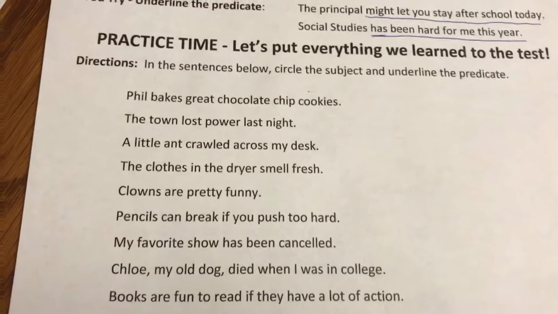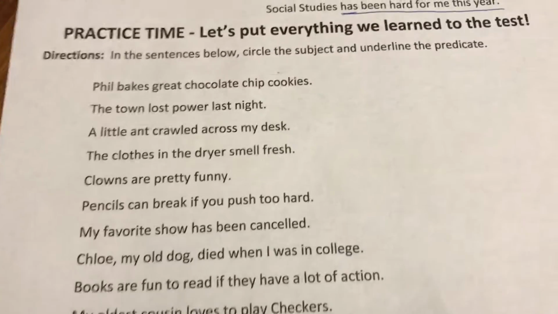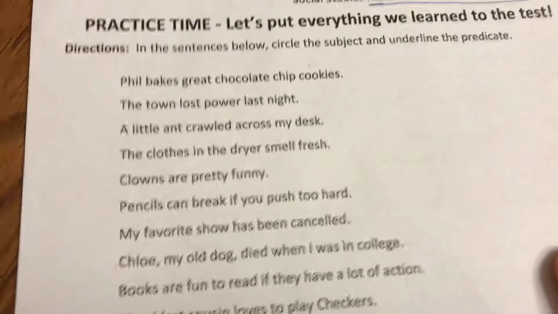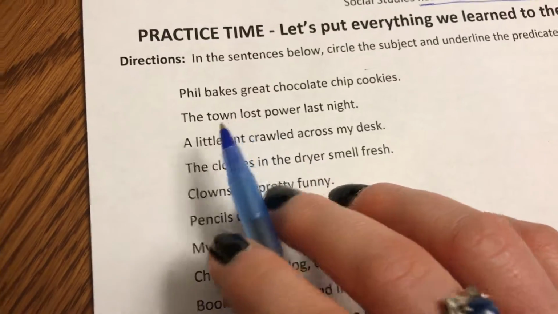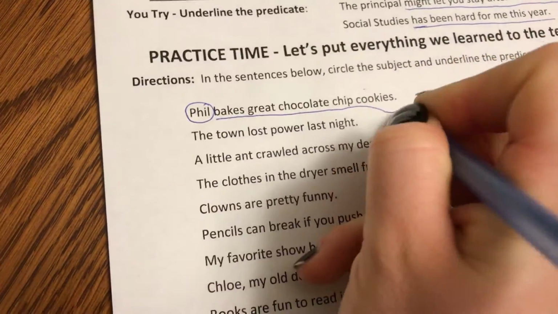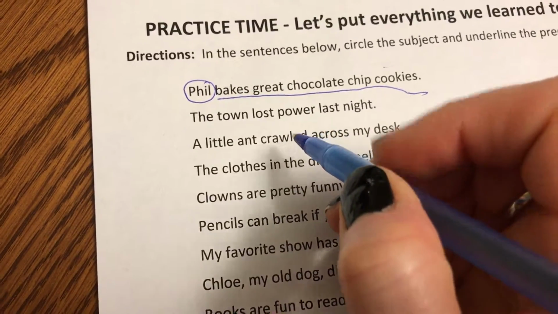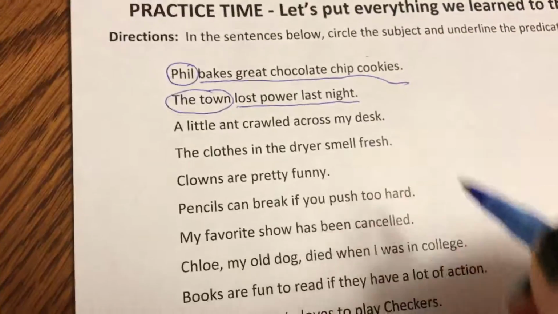So let's figure out if we can find the subject at the beginning and the predicate, and let's make sure that we are starting the predicate with the first verb. So Phil bakes great chocolate chip cookies. This is about Phil. What did he do? He baked. So he bakes great chocolate chip cookies. The town lost power last night. This is about the town. And what did the town do? It lost power last night.